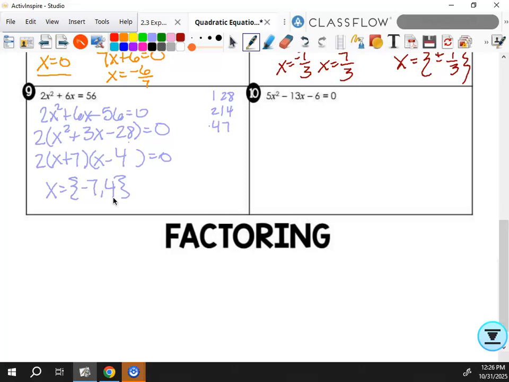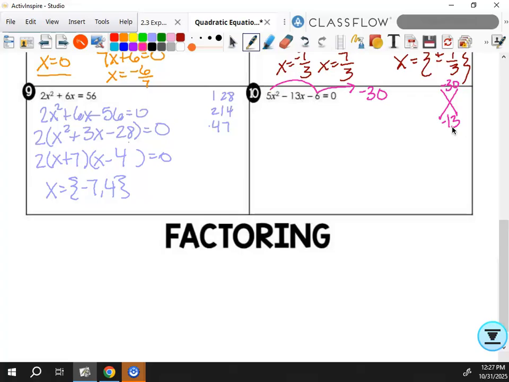Okay. Now this last one, A is not 1, and there is not a GCF. So I need to factor by grouping. I'm going to multiply the 5 times the negative 6. That's negative 30. So however you do things, I need numbers that multiply to give me negative 30 and add to give me negative 13.